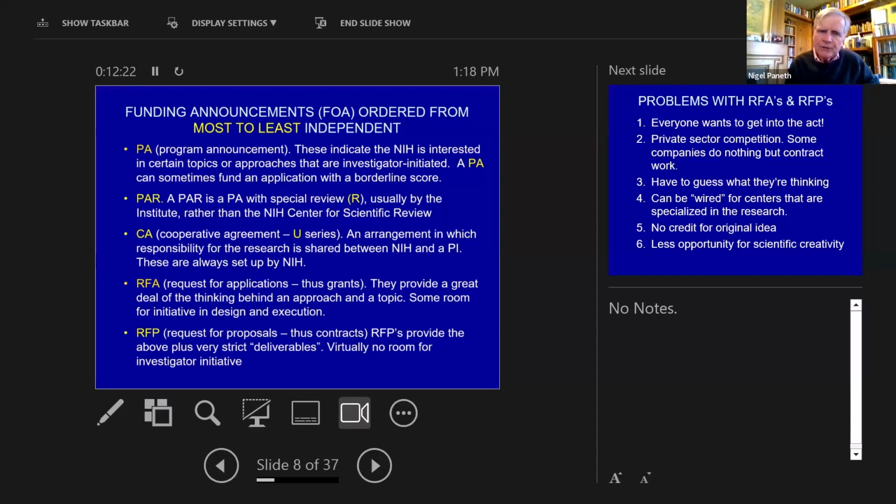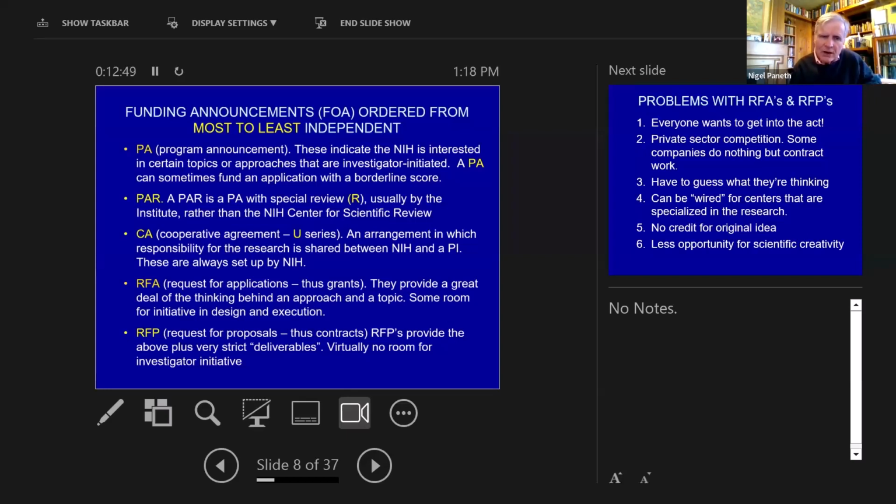A cooperative agreement, I've mentioned that already, the U series. This is where the research is shared between NIH and a principal investigator. This is true of the ECHO program overall. It's a cooperative agreement. In principle, the investigators and NIH have equal stake in the research. And NIH to some extent directs the research, but the investigators play a large role as well.